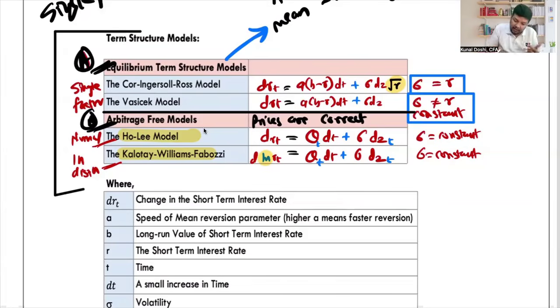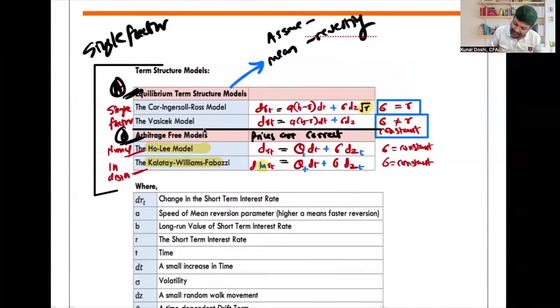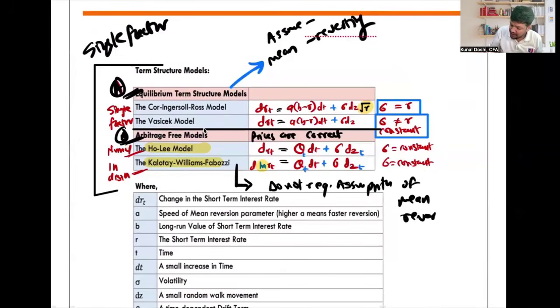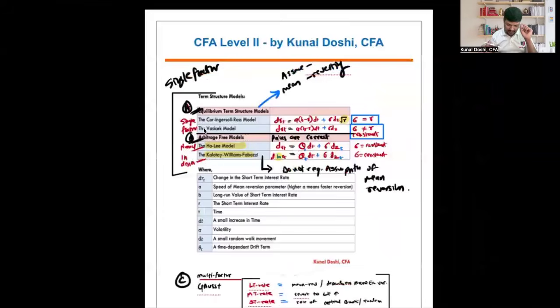And how are they different from the equilibrium structure models? Here, since the prices are correct, we do not require the assumption of mean reversion. When we do the case study, that time you will understand this. Whenever we are going to do a vignette, I have put a question related to this vignette, so you will understand how they test this micro difference.